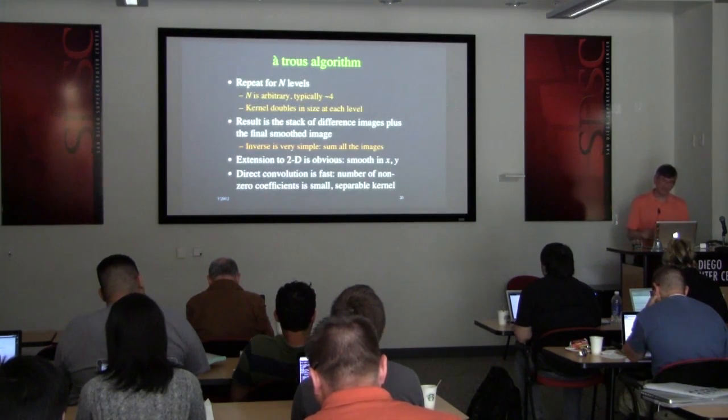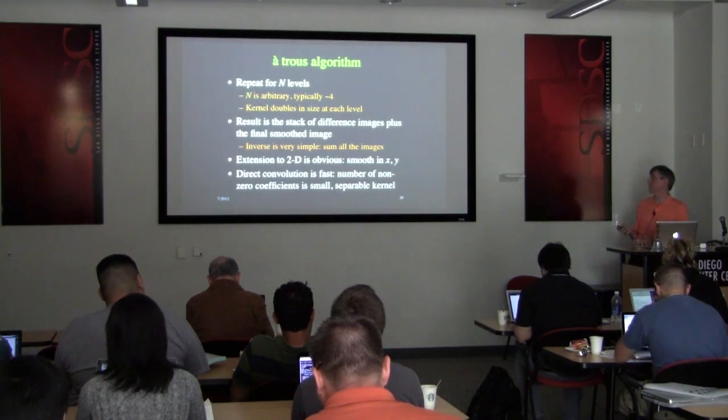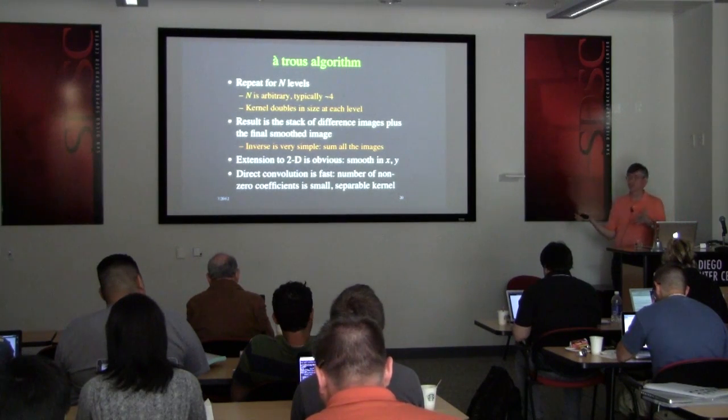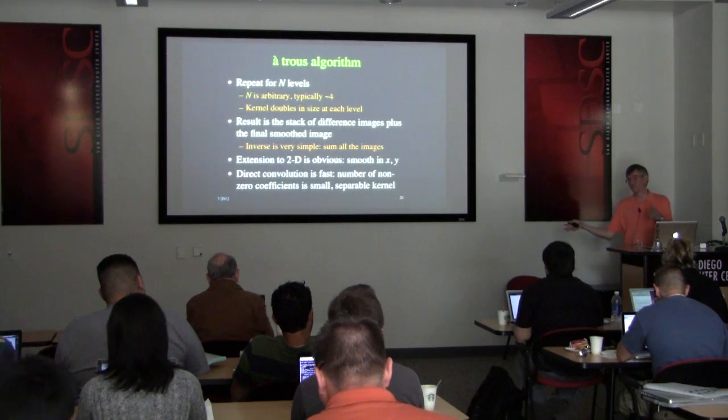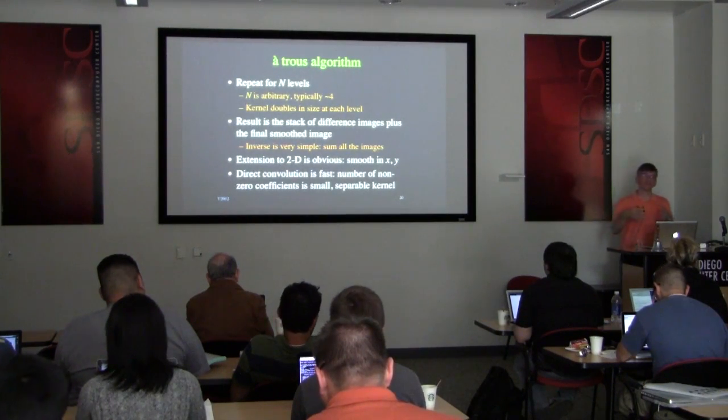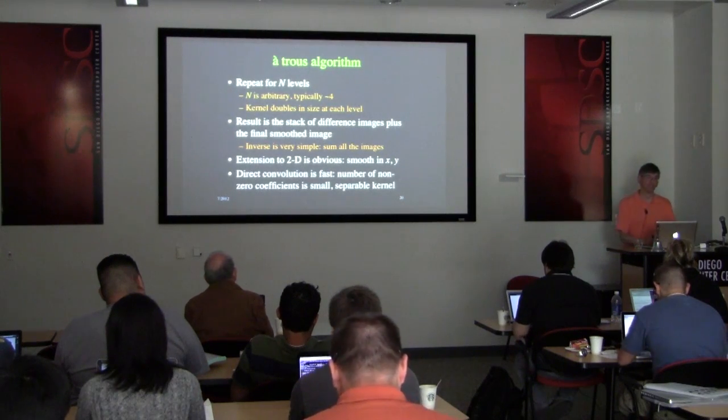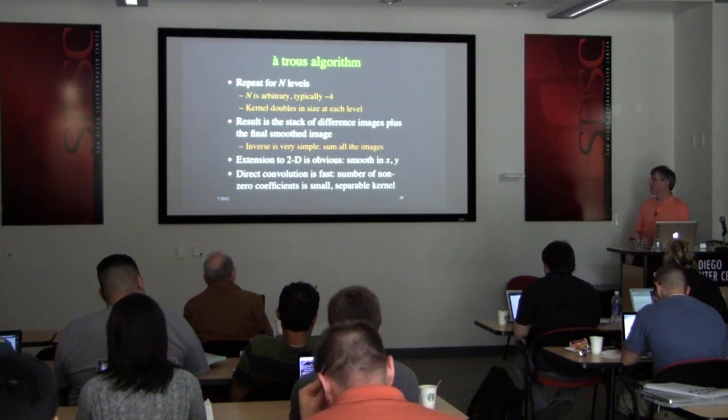One of the easy things about this is that the inverse of this calculation is very simple. In fact, all you do to invert this transform is just add up the stack of images. You just add up the final smoothed image and all the difference images, you get back the original image. So it's a perfectly straightforward algorithm for inverting it.